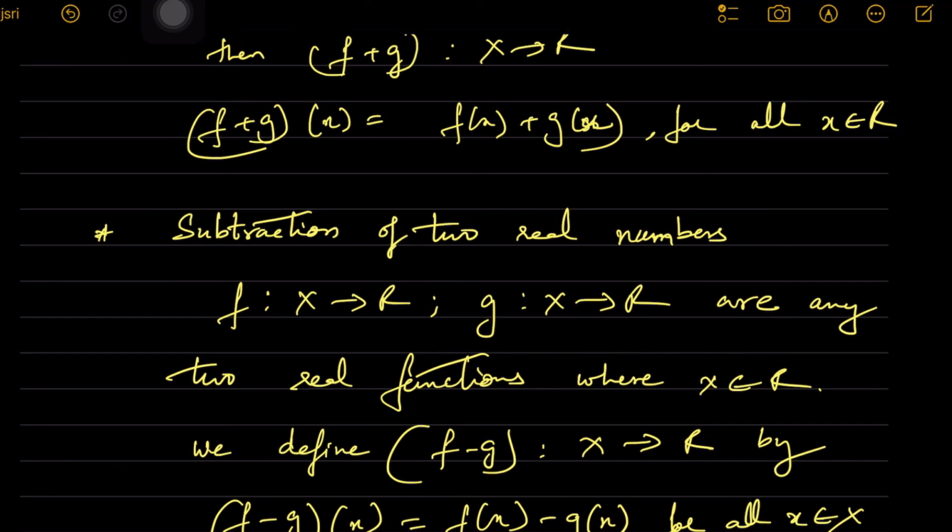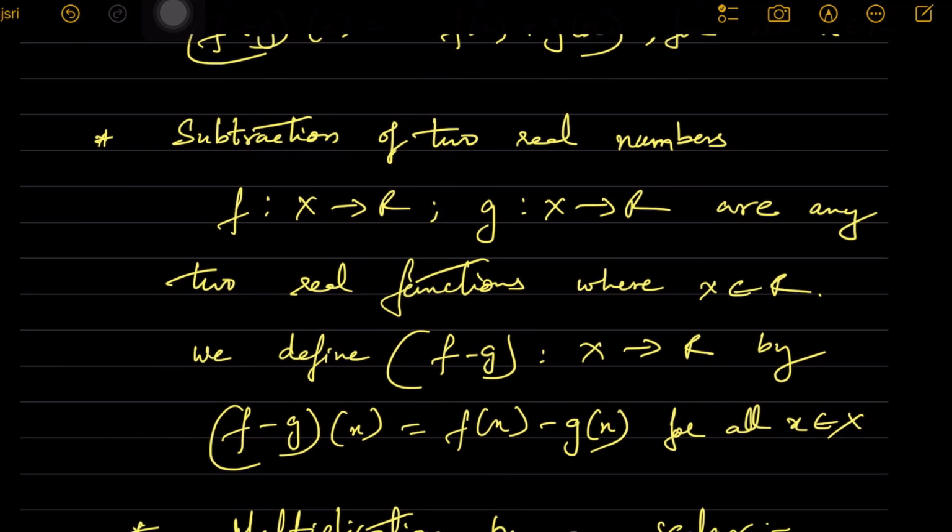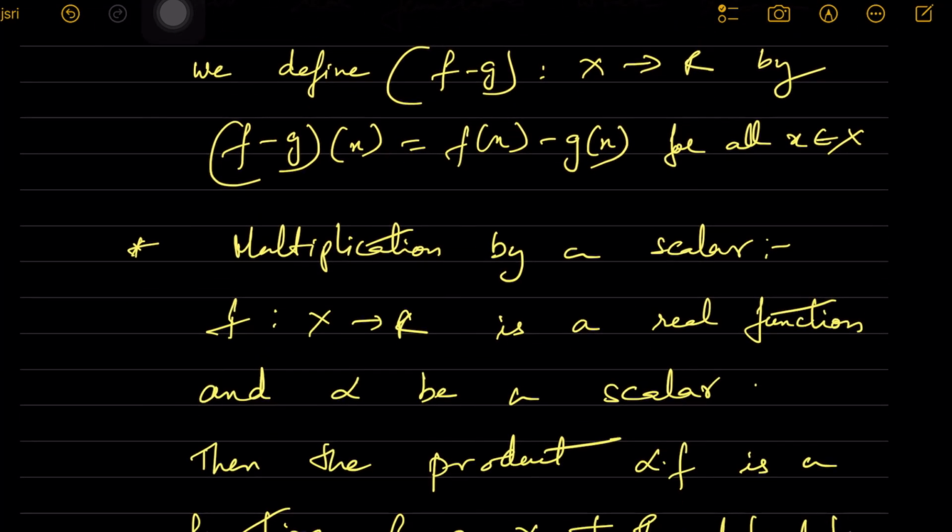Subtraction of two real functions. f is a function from X to R, g is a function from X to R, are any two real functions where X belongs to R. We define f minus g from X to R by the definition f minus g of x is equal to f of x minus g of x for all x belongs to capital X.